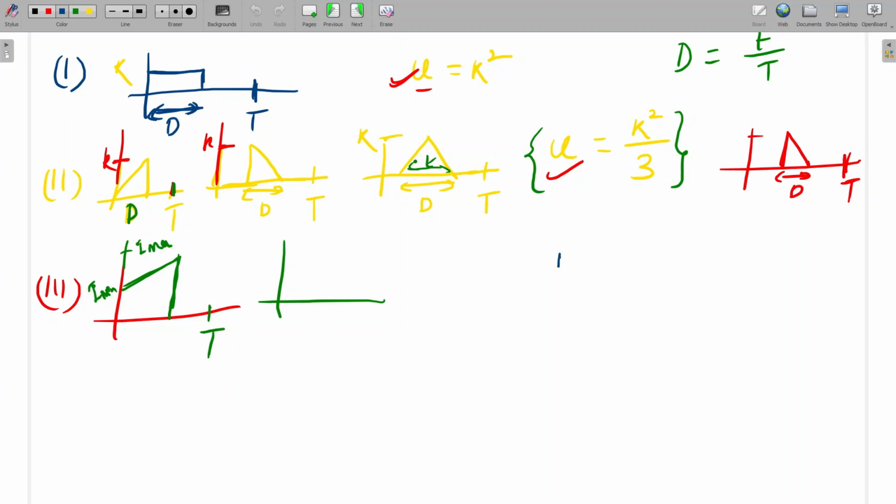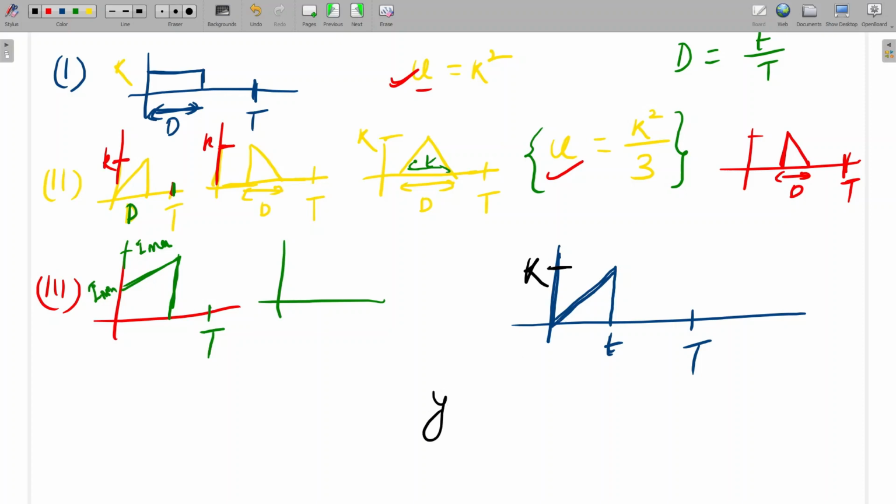Okay, let's say we are deriving for one triangle, just one triangle. So this is a triangle. This is time t and this is total time T. So what will be the equation of this triangle? Can anyone tell? Let's say this peak is K. So what will be the equation of this triangle?